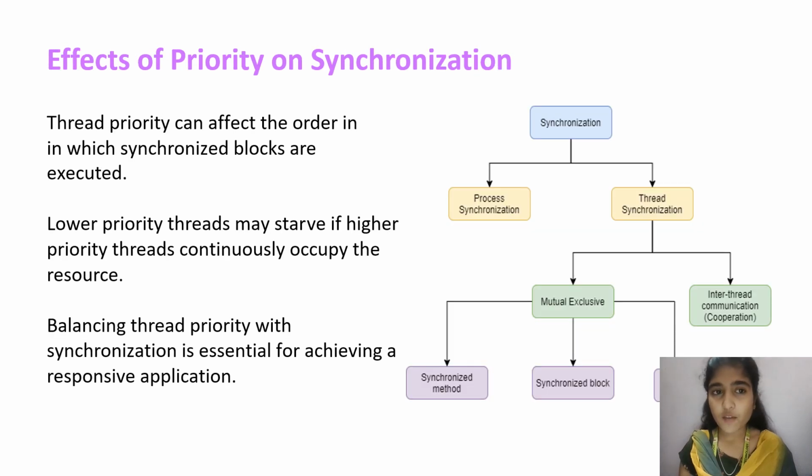Next, effects of priority on synchronization. Thread priority can affect the order in which synchronized blocks are executed. Lower priority threads may starve if higher priority threads continuously occupy the resource. Balancing thread priority with synchronization is essential for achieving a responsive application.